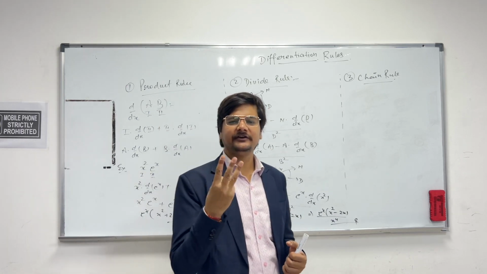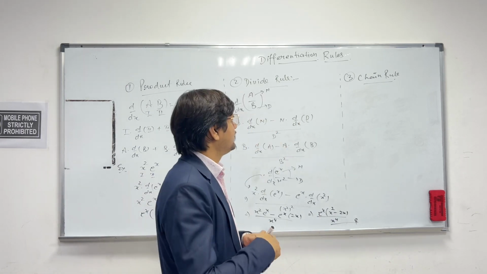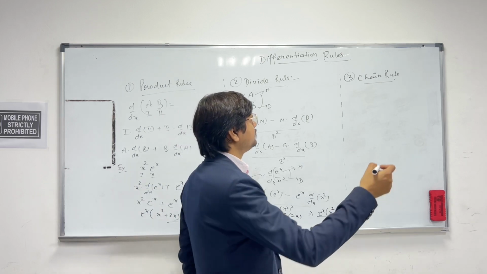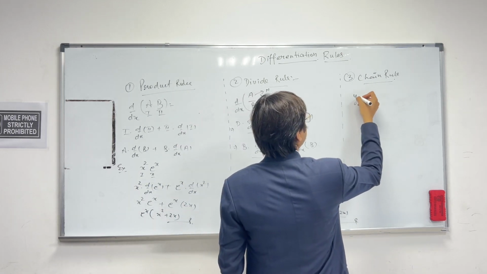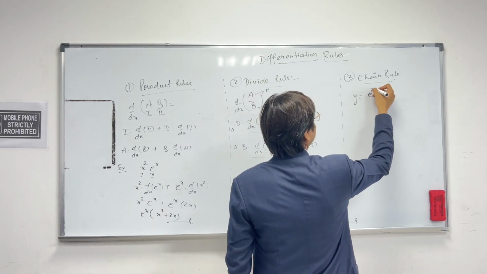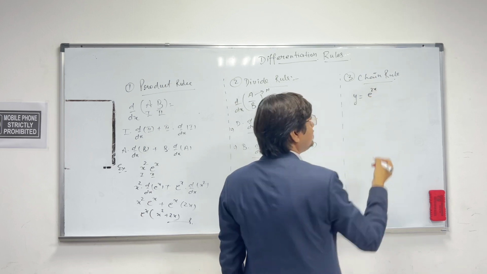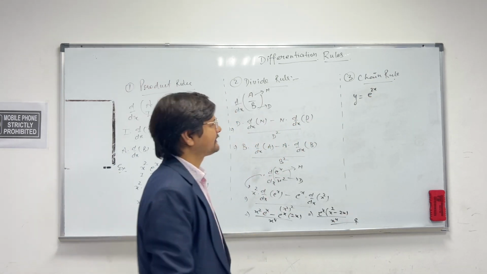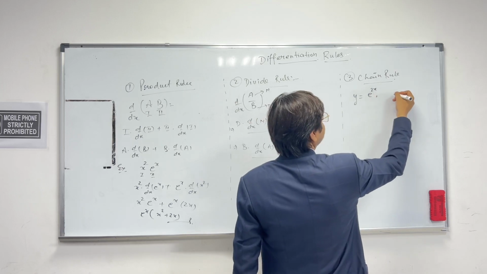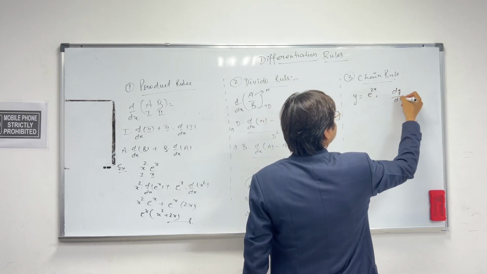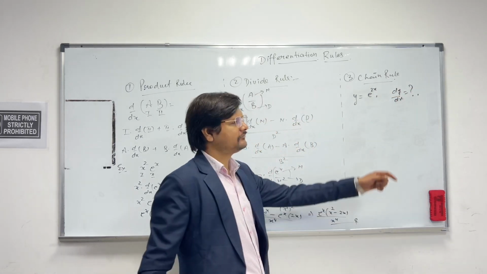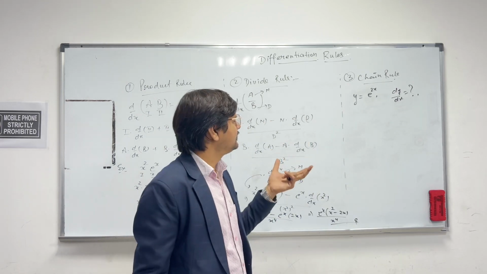Next part is what? Third rule, chain rule. So I will explain the chain rule by one question. Suppose that there is a question y is equals to e to the power 2x. Okay. So how can you differentiate this with respect to x? The function is what? y, and the variable is x. So you have to find dy over dx.